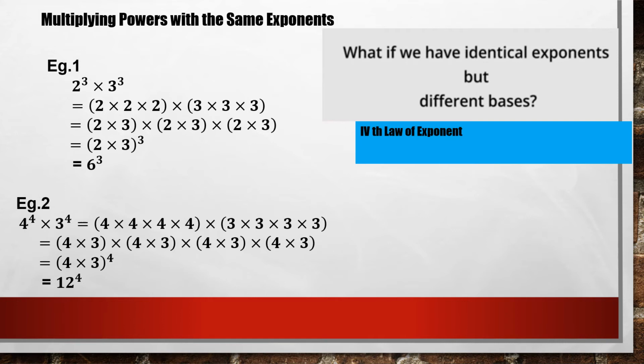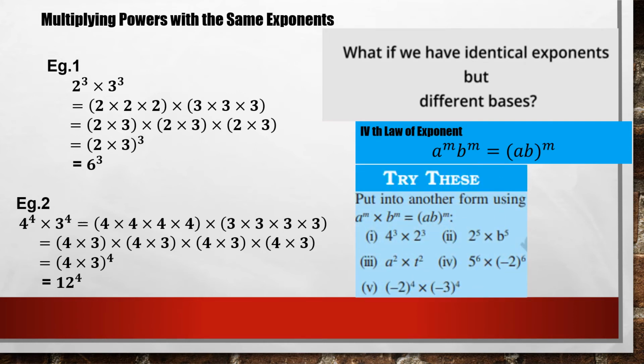From these two examples, we can generalize this property. That is, in general, for any non-zero integer a, a raised to m into b raised to m is equal to a into b the whole raised to m, where m is any whole number. Let us try this question by using this law.